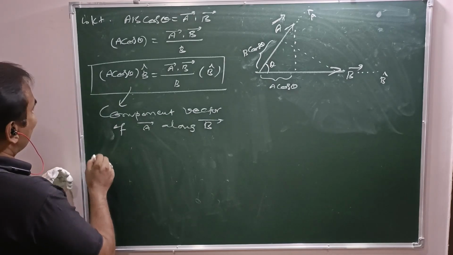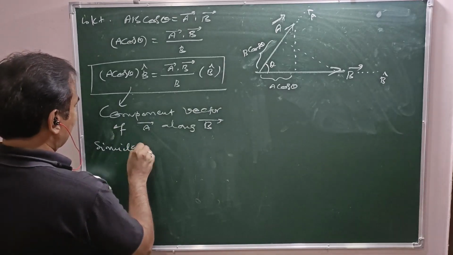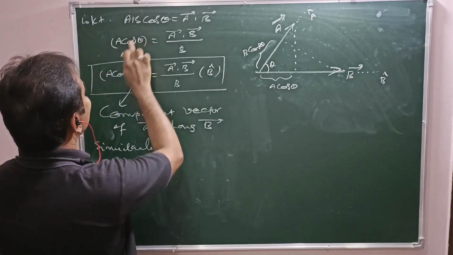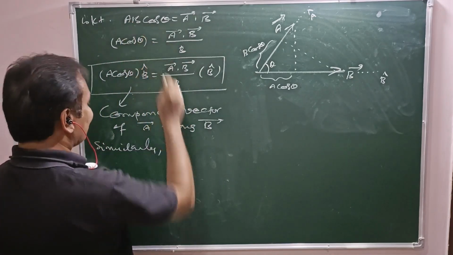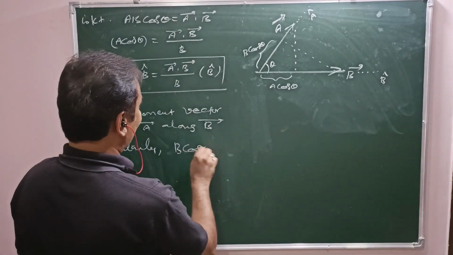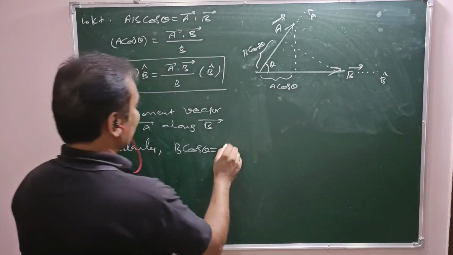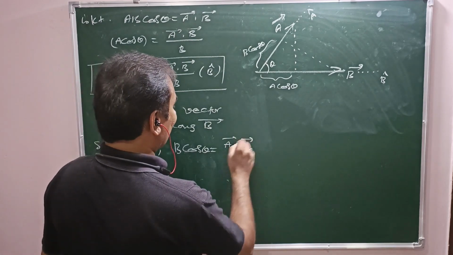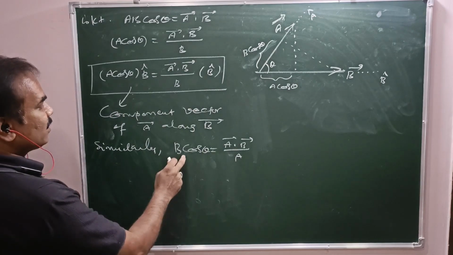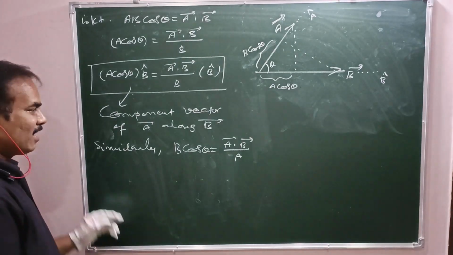So we know that, similarly, A cos theta equals A bar dot B bar by B. Similarly, B cos theta equals A bar dot B bar by A. From this relation, B cos theta equals A bar dot B bar by A. This is the component of B bar along A bar. It's not a vector, simply a component in scalar form.